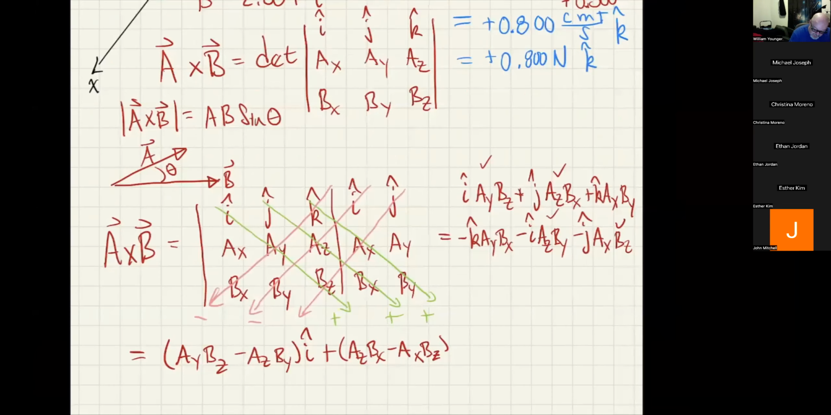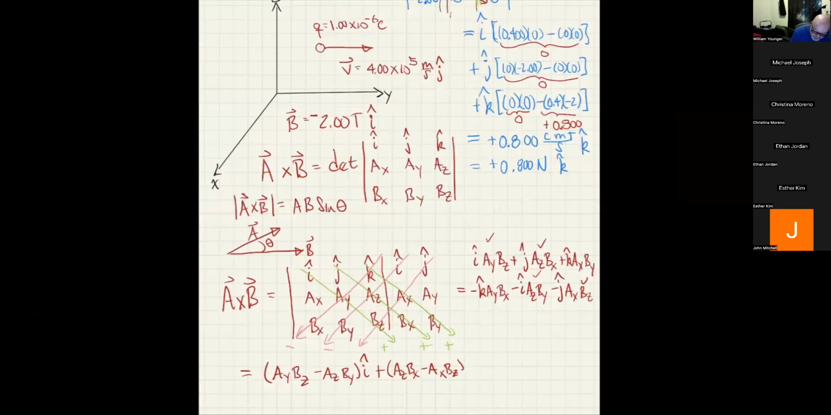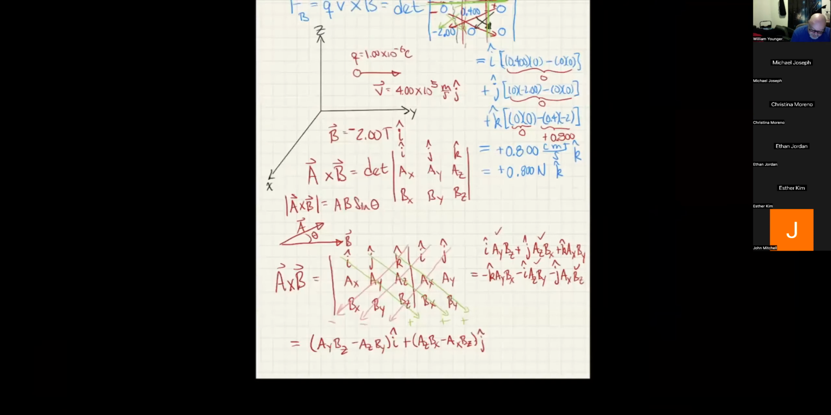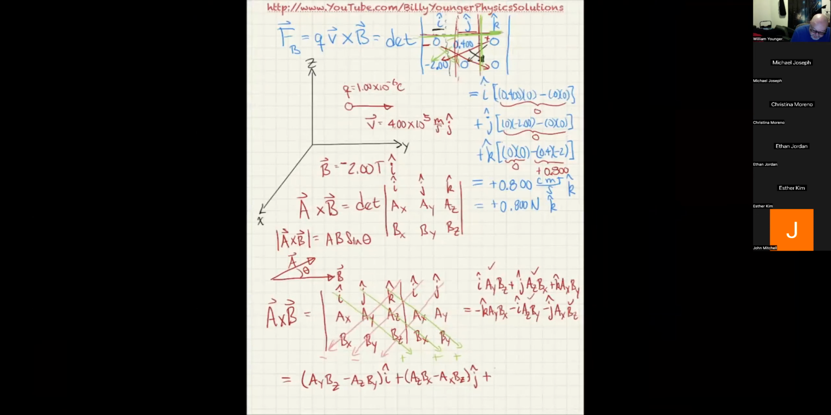Okay. And that's my J hat term. And then finally, I'll do plus AXBY minus AYBX. And that's all in the K hat direction. So that's a complete formula. You could write that down. You could memorize it, whatever you want to do.